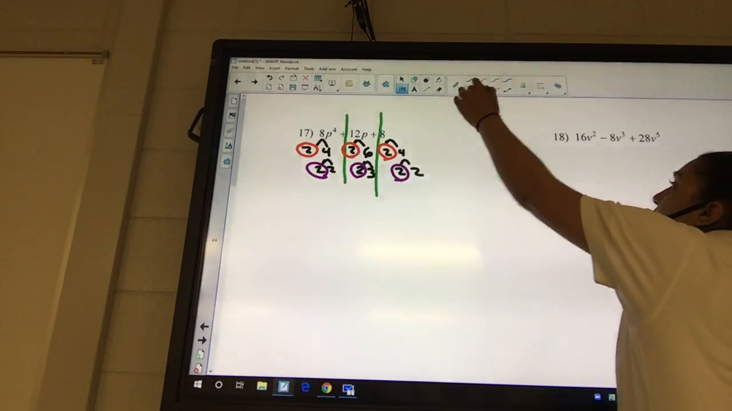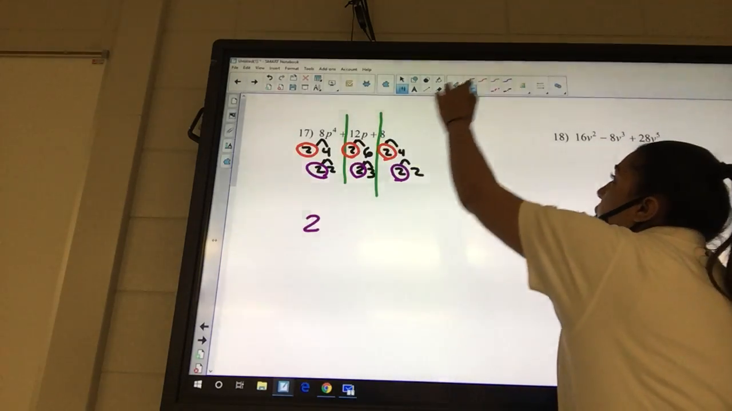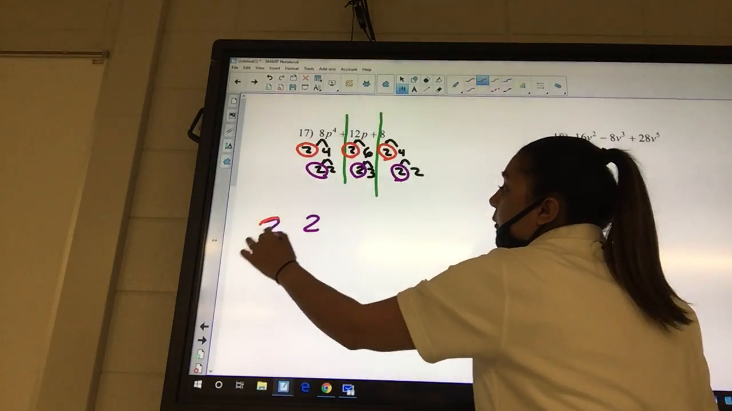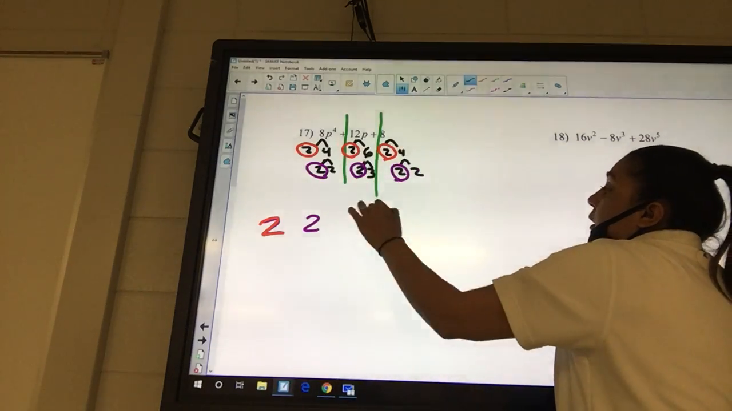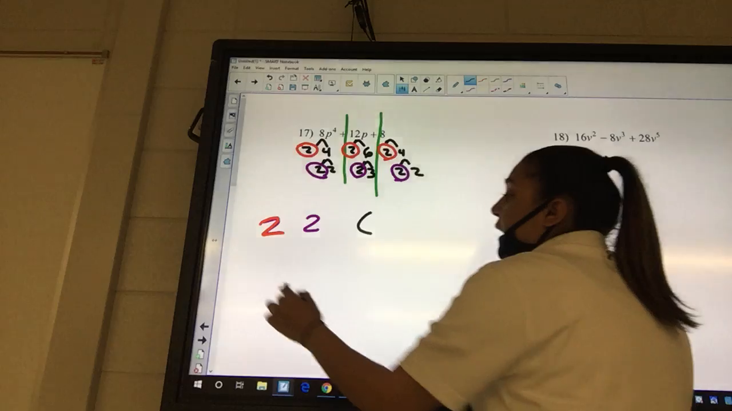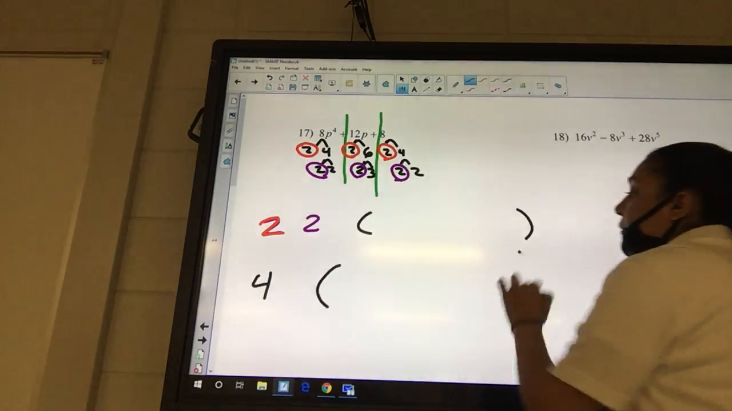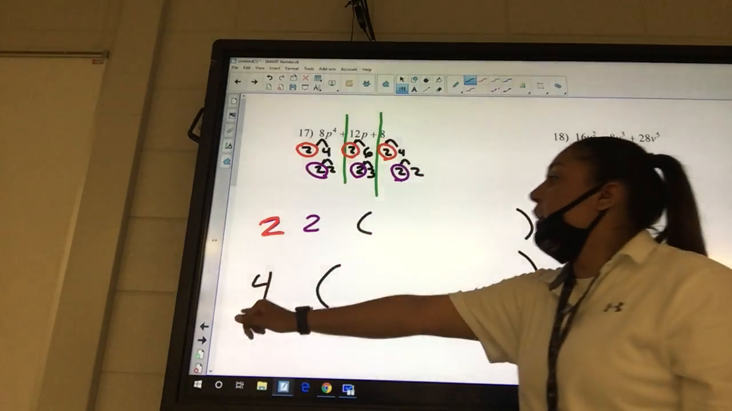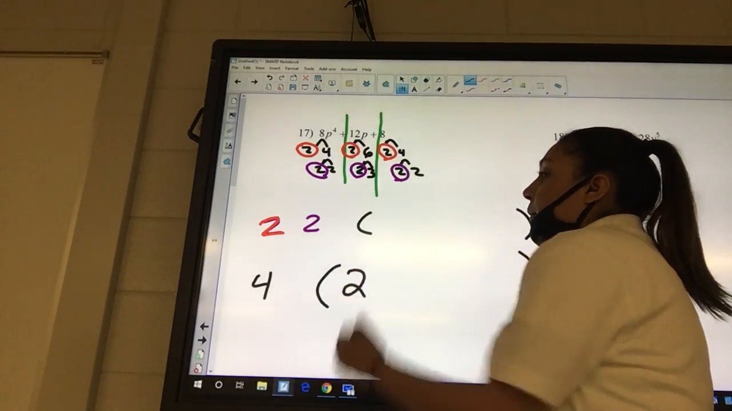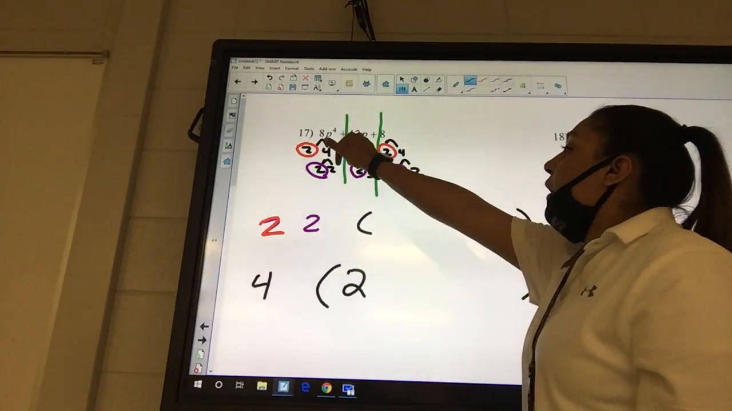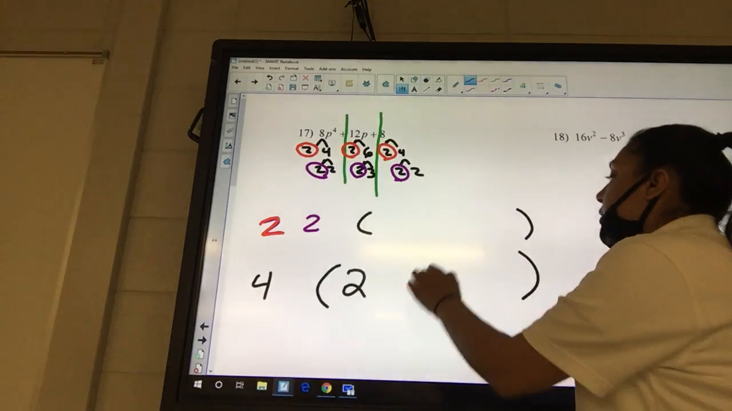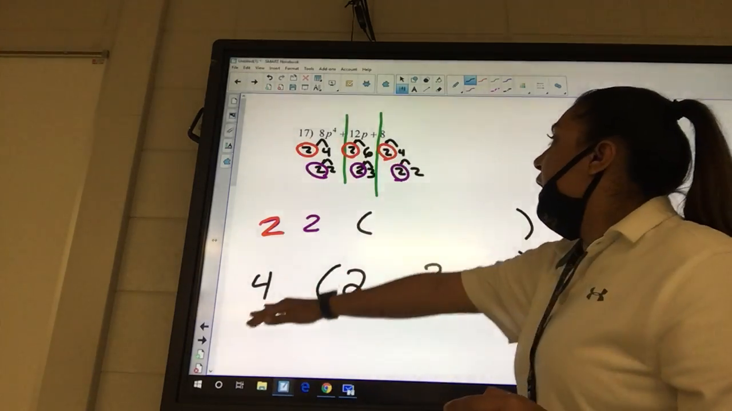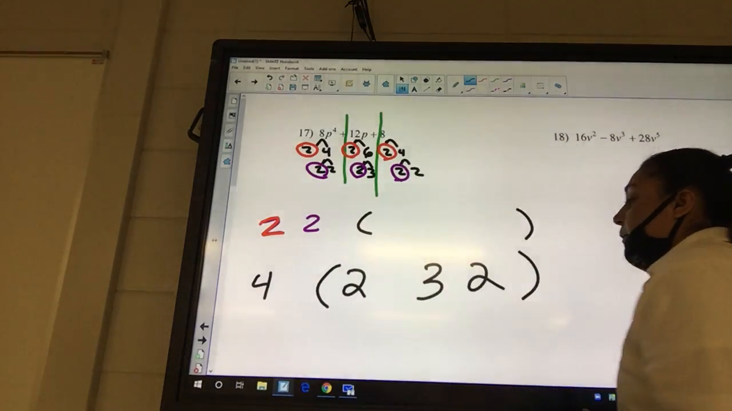And so the process is still the same. You would have one purple one for the group of purple ones and one red one for the group of red ones. Okay, and so our number on the outside would be a 4. And so we say 8 divided by 4 is 2. 12 divided by 4 is 3. 8 divided by 4 is 2.